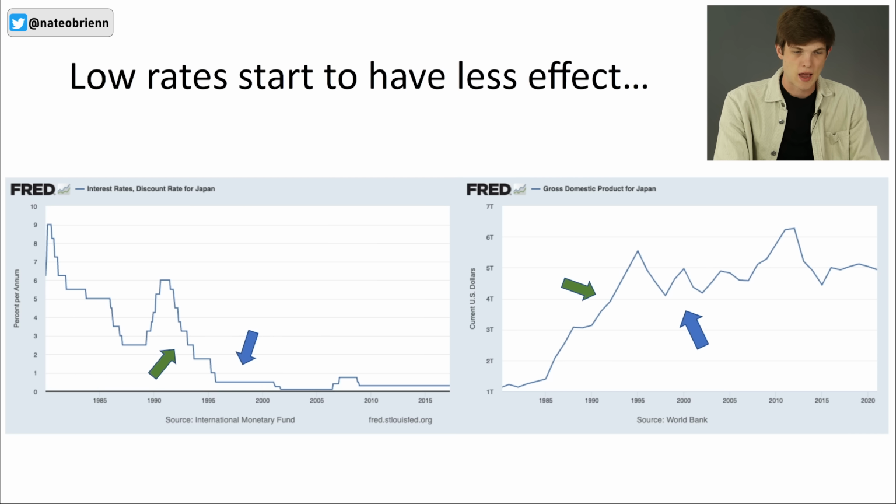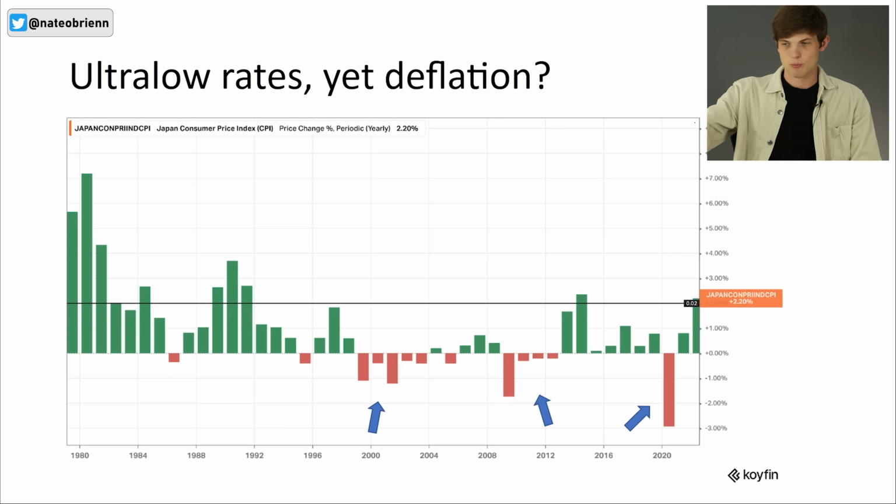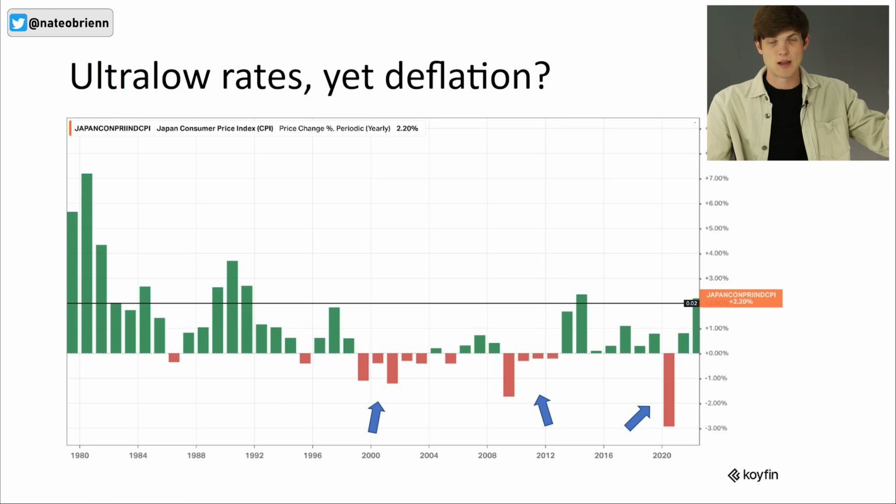So after all this happened, after we had the asset bubble in the late 80s in Japan, they were faced with yet another problem, which was deflation. Most people probably know what inflation is. It's probably the buzzword of the year. Everybody knows that high inflation is not very good. But don't get caught up in thinking that deflation, which is the opposite of inflation, is good. It's not good.